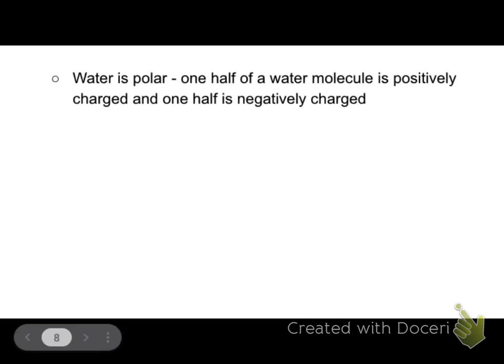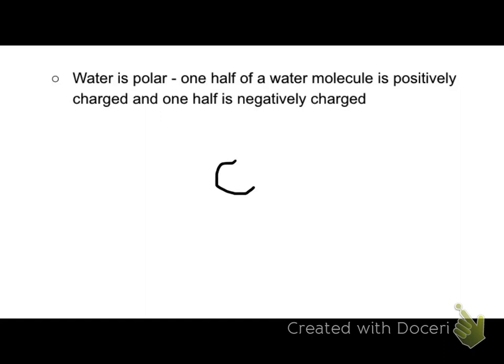Next, water is polar. This means that 1/2 of a water molecule is positively charged and 1/2 of a water molecule is negatively charged. This happens because, and this is a little more information than you necessarily need, I'm not going to expect you to be able to draw me this picture or explain it to me this way, but I want to show it to you because we have this information.